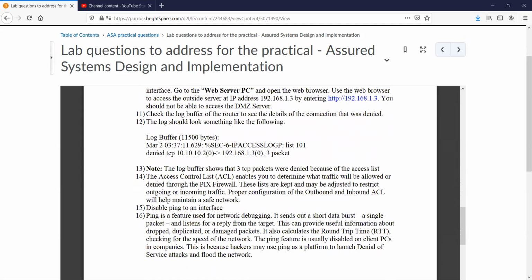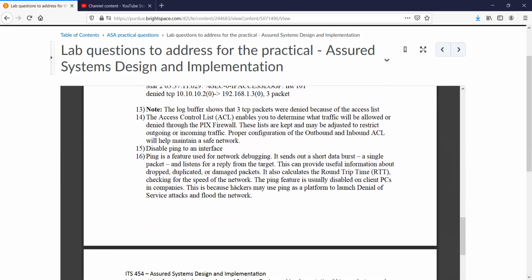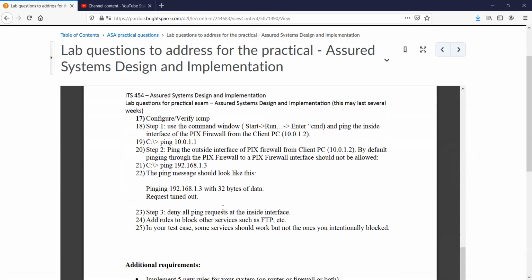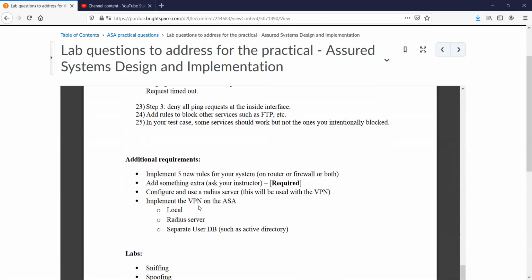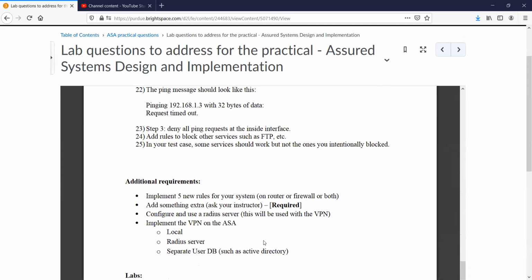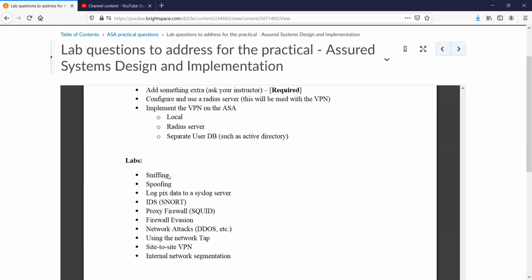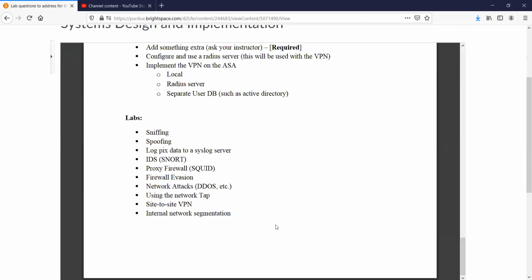So a lot of these are just ACLs that you can read through that can give you ideas of what you might want to do. There's also some logging in there, blocking specific services. You also have VPNs, having an Active Directory integrated. And then here I have other things like ideas, sniffing, spoofing, syslog, intrusion detection. We'll talk about some of these things in the labs later. Site-to-site VPN, etc. So this is just a list of things that you can do in the project.